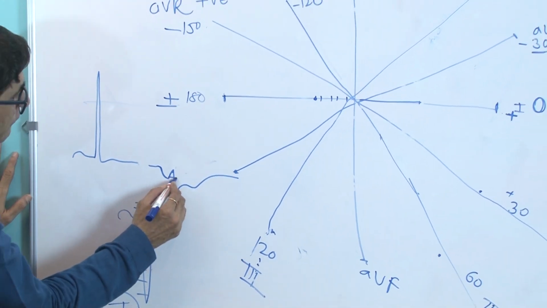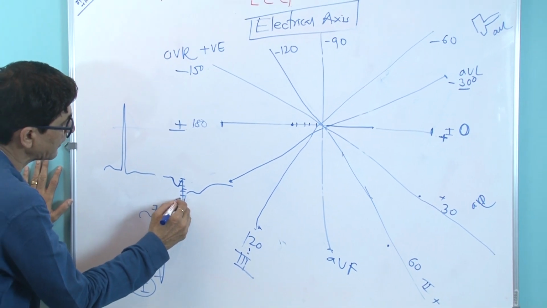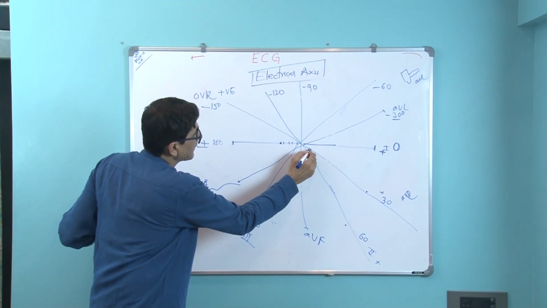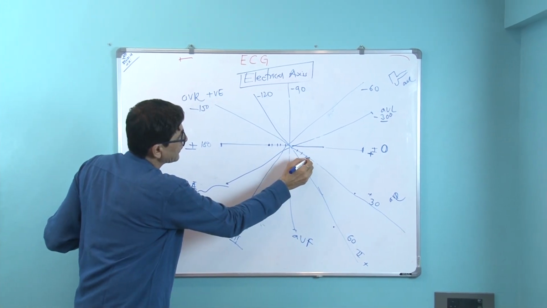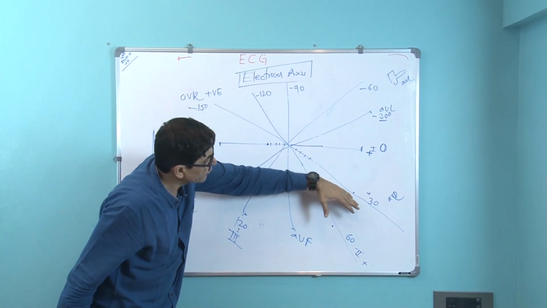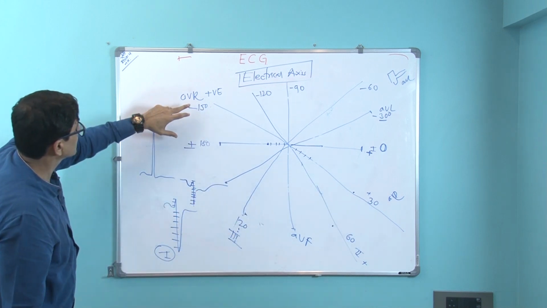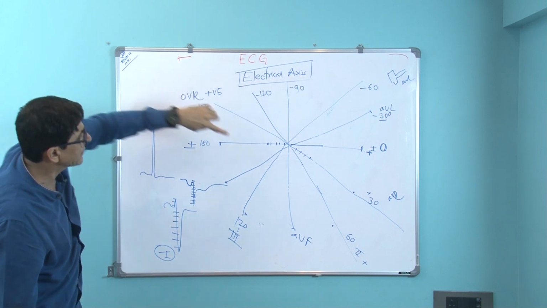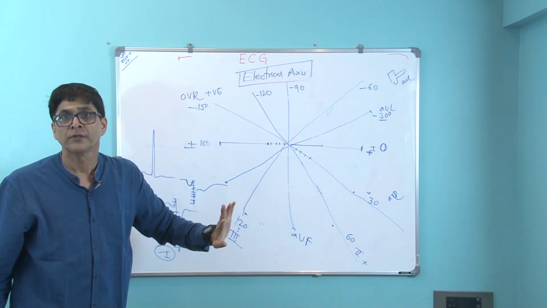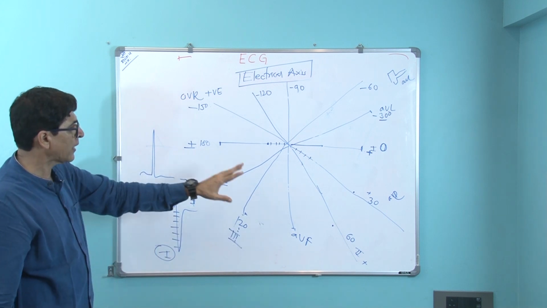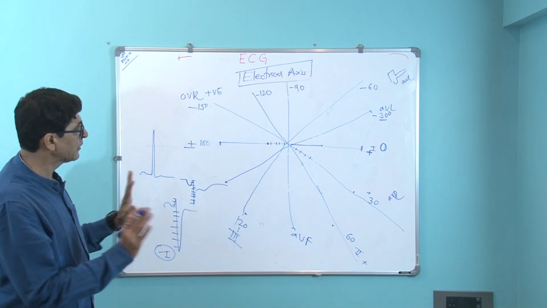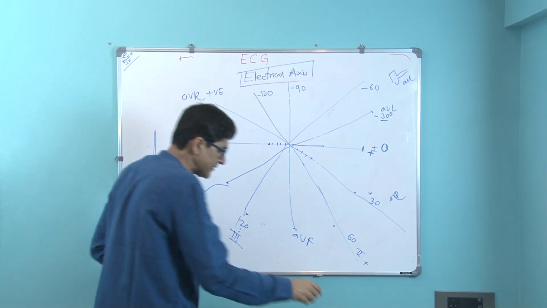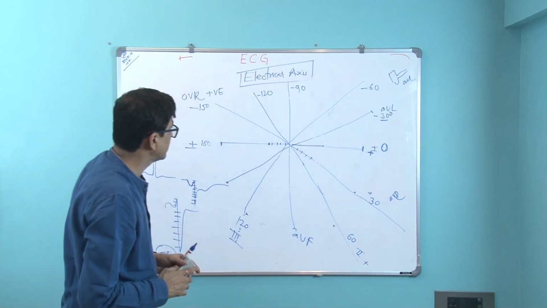So if you calculate 1, 2, 3, 1, 2, 3, 4, 5, 6, 7. So my resultant is suppose plus 4. So it will come minus 4. 1, 2, 3, 4. AVR negative is positive 30 because AVR positive is negative 150. So AVR negative will come toward the positive. When I show you the axis on the ECG, you will come to know. Understood? So how to calculate the ECG axis? I will have to show you on the ECG paper.